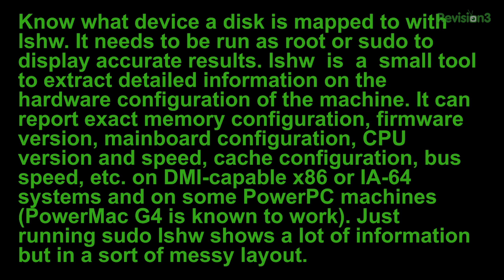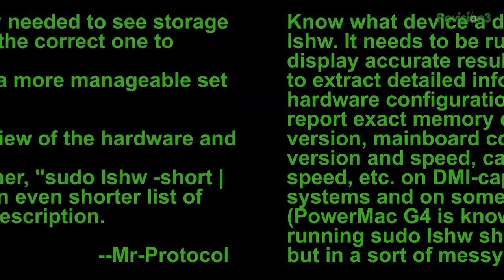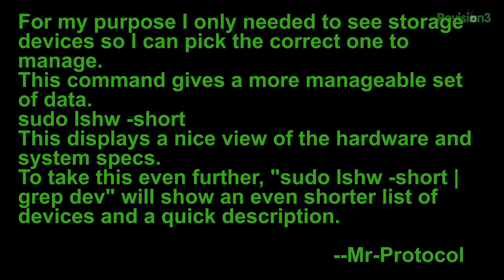Now, just running sudo lshw shows a whole lot of information in a sort of messy layout. For his purposes, he only needed to see storage devices, so he says, I can pick the correct one to manage. Now, this command gives a more manageable set of data. You can type in sudo lshw -short. This displays a nice view of the hardware and system specs. To take this even further, you can type in sudo lshw -short and pipe that to grep dev. And this is going to show an even shorter list of devices and a quick description.